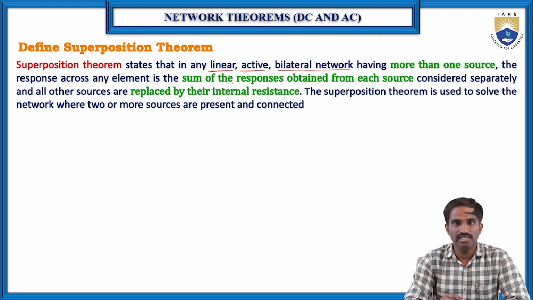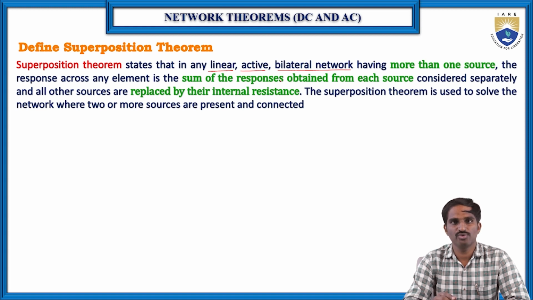Linear means that if the elements present in the network are linear in nature, then we can call that particular network a linear network. Coming to active, as we know, there are active elements and passive elements. Active elements are nothing but the voltage source and current source, which means the electrical network must contain at least one voltage or current source. And bilateral means the current flowing through the device can flow in both directions, so those elements are called bilateral elements.